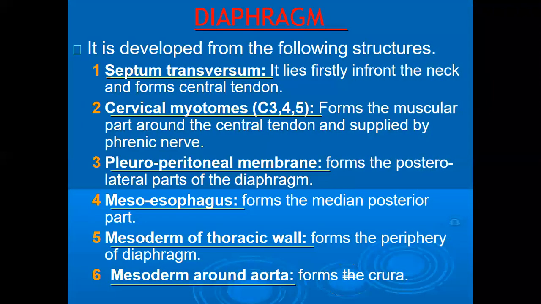Now, how does the diaphragm develop? It is developed by the septum transversum. What is the septum transversum? It is a mesenchymatous or mesodermal block which extends from the pericardial cavity to the umbilicus, and it extends both posteriorly as well as on the lateral side. So it lies firstly in front of the neck and forms the central tendon.